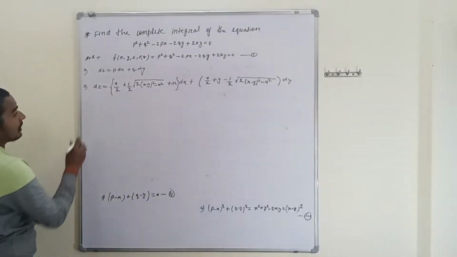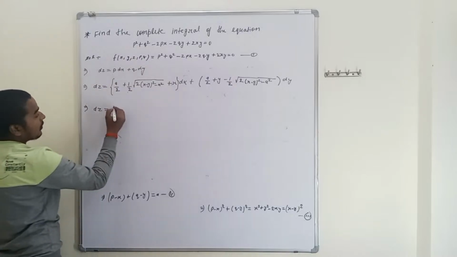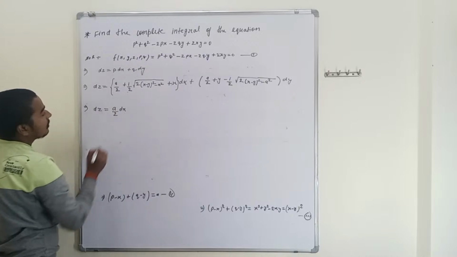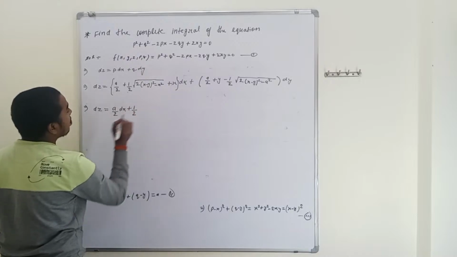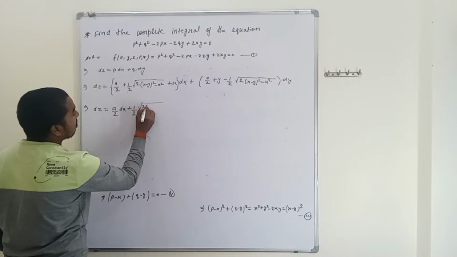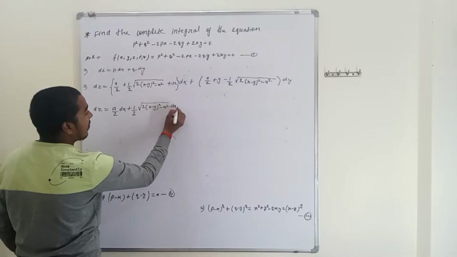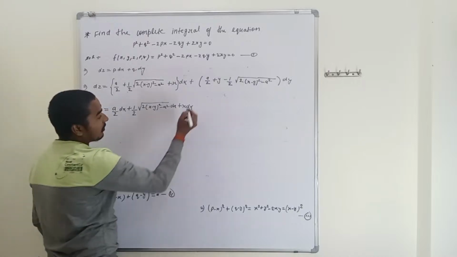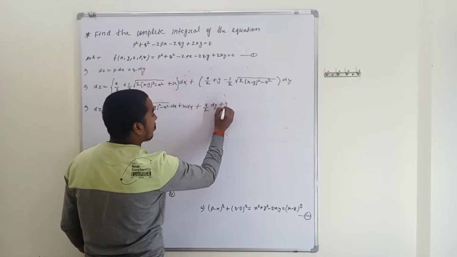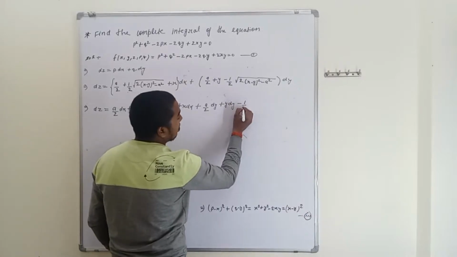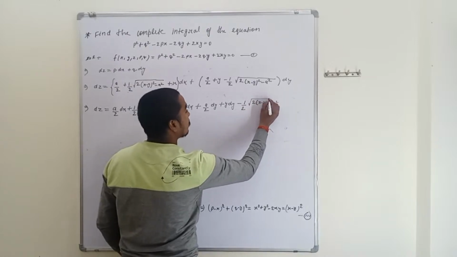Further we have to solve, that is dz is equal to, on multiplying dx with everyone, that is a by 2 dx plus 1 by 2 under root of 2 times (x minus y) whole square minus a square dx and plus x dx, and from here that is a by 2 dy and plus y dy and minus 1 by 2 under root of 2 times (x minus y) whole square minus a square dy.